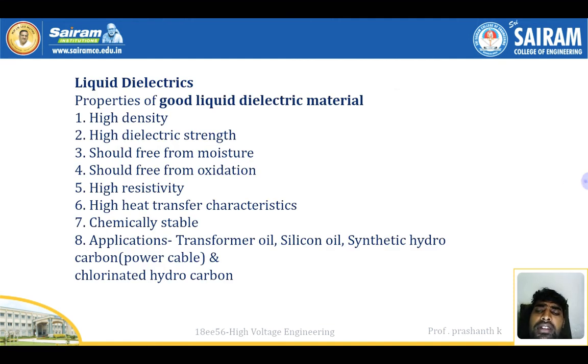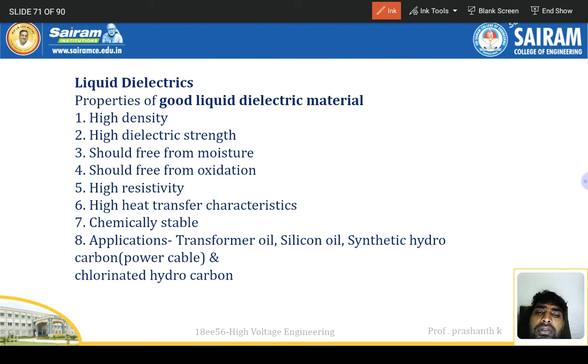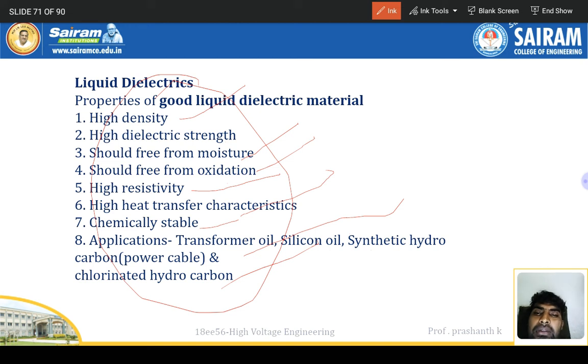So next there are liquid dielectrics. Properties of good liquid dielectric materials: high density, high dielectric strength, should be free from moisture, should be free from oxidation, high resistivity, high heat transfer characteristics, chemically stable. Applications: transformer oil, silicon oil, synthetic hydrocarbons, power cable, and chlorinated hydrocarbons. So these properties are the same, right? Everybody knows them, this is common, right?